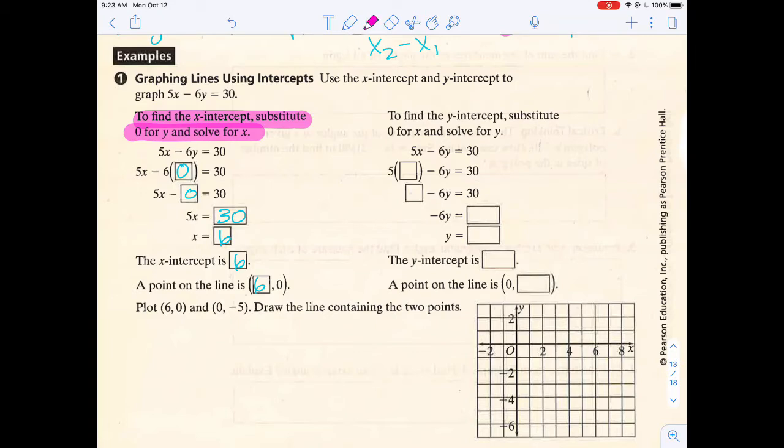Then over here, if we want to find the y-intercept, make x 0. So x is 0, 0 minus 6y is 30, so negative 6y is 30. If we divide by negative 6, y equals negative 5, so the y-intercept is negative 5, and that's the point 0, negative 5, because we made x 0, that's 0. Over here we made y 0, so that number is 0.